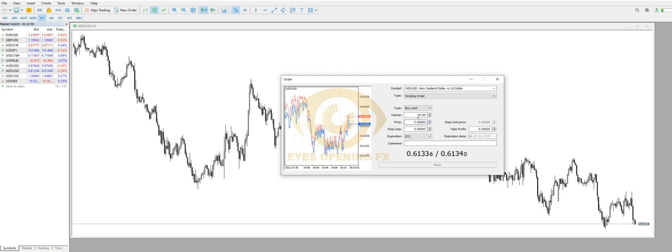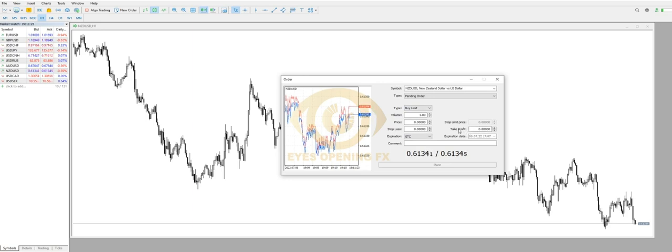You can add, for example, one lot here as the volume. Then you can add an expiration date. Let's say, for example, only today. If the trade did not activate today, let's say it's a buy limit or buy stop, the order will be cancelled. So you can set everything here.